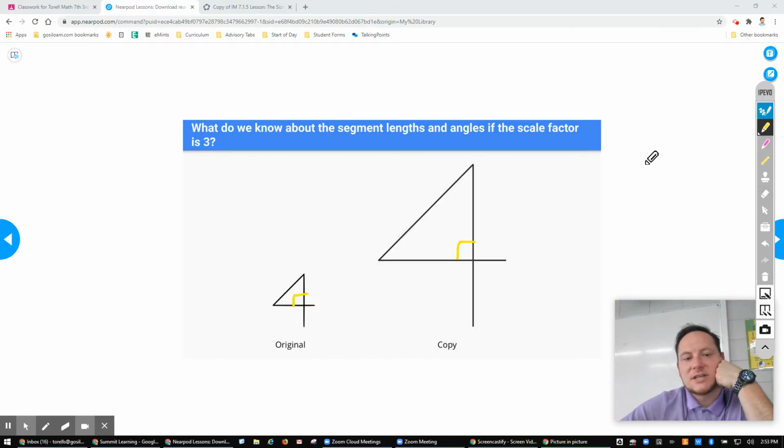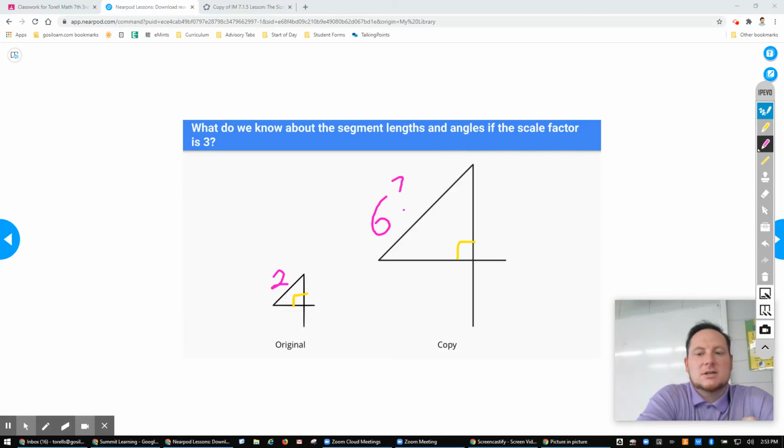But what do we know if the scale factor is 3? What do we know about the lengths? Sometimes it's easier if you make up some numbers. Let's say the length of this one is 2. What's the length of this side here if our scale factor is 3? That scale factor simply means that's what we're multiplying by. So 2 times 3 is equal to what? Equal to 6.